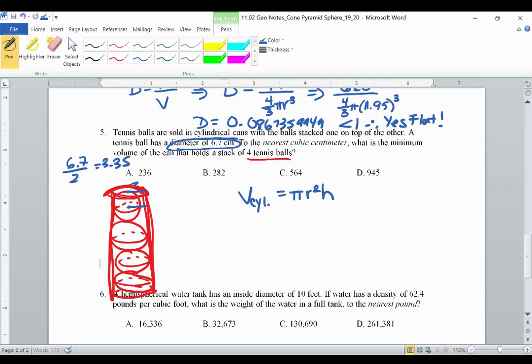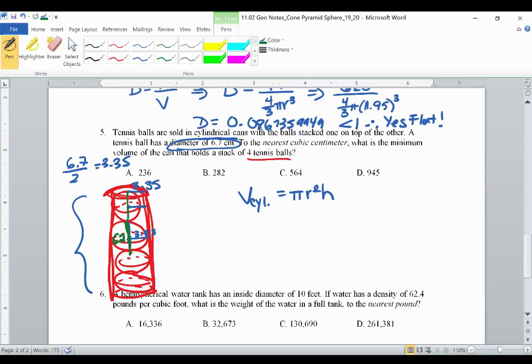Which would be 3.35 for our radius. Now we need the height of that whole container. So if I know the radius over here is 3.35, well, let's look at this one. We know this is 3.35, then if it's a sphere, the radius at any point is 3.35. So if this is 3.35, and this radius up here is also 3.35, then that's my diameter right here. And I was given the diameter is 6.7 centimeters.